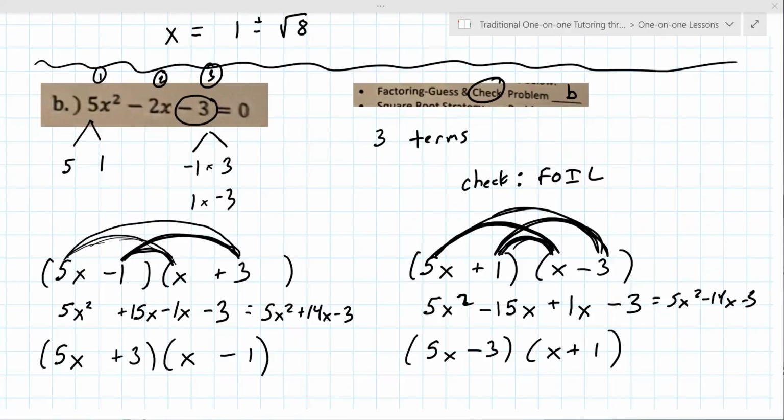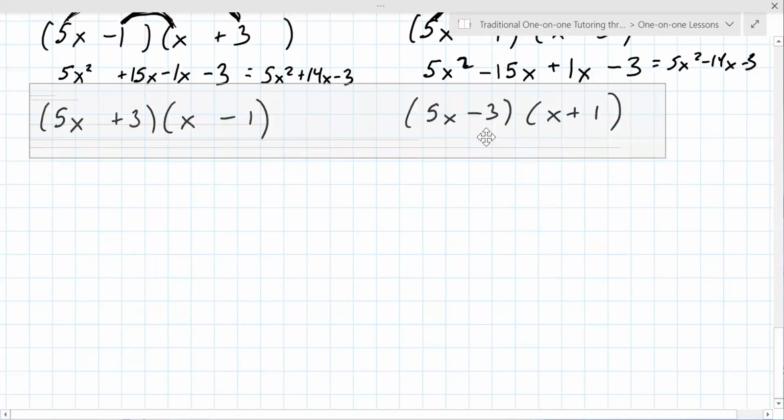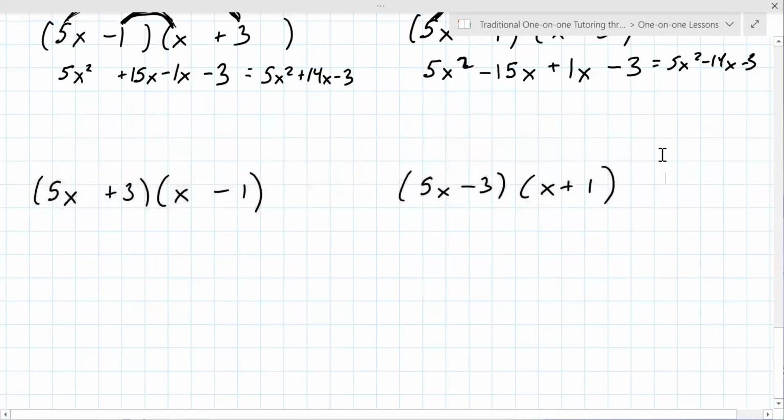Okay, try foiling the next two, because neither of those work. So we got 2 more to try here. All right, I'll try that out.